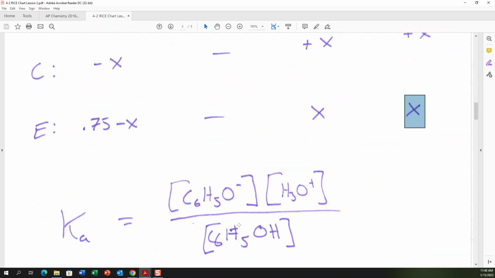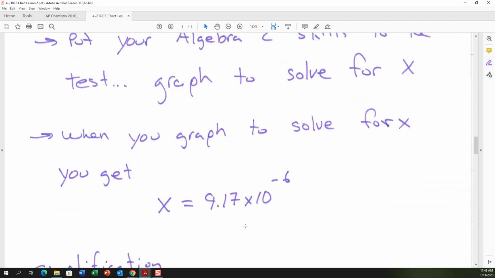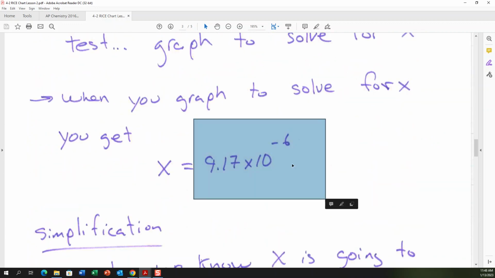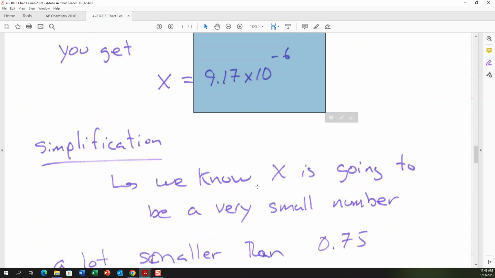So our answer is this, right? I graph to solve for x. That's our answer, but we'd have to include units. We would say capital M or moles per liter, okay? But let's talk about how we can simplify it, okay?